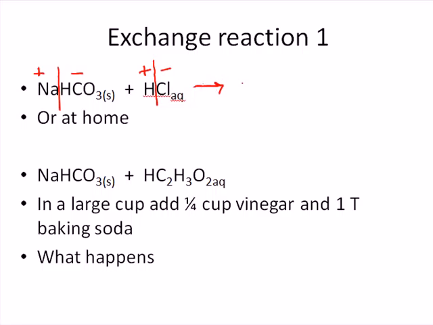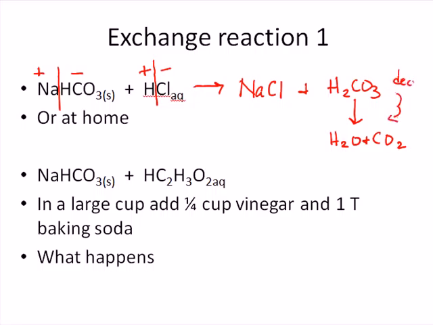When you switch the ions, when you switch the partners, you'll get sodium chloride as one of your products, and you'll get carbonic acid as another one. Now, one of the things that happens in this reaction is the carbonic acid is not stable, and it breaks down to carbon dioxide plus water. So we have the exchange reaction followed by a decomposition reaction.